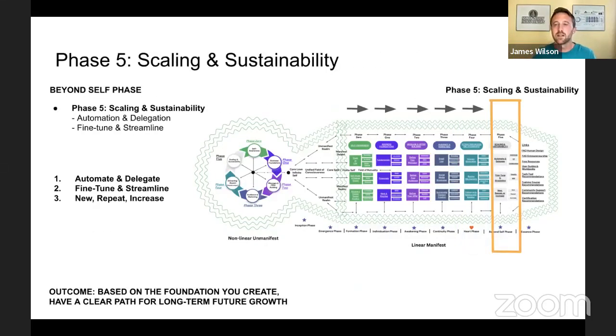Phase 5, even if you aren't in the advanced stages of your business for scaling and sustainability, these are things to envision and keep the end in mind of where you're headed, because even the foundation has to do with where you're headed. So how can you develop things that are more standardized, that are going to be scalable, that aren't too complex?